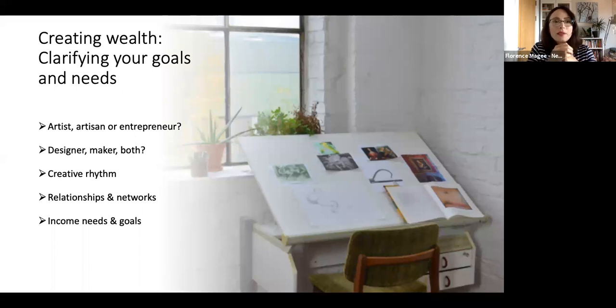First, we're going to look at what is creating wealth for yourself. And having a clear idea of your goals is very important. And they need to be your goals. And they need to be for the creative in you, for the business person in you, but also for your personal circumstances. Do you see yourself more as an artist, as an artisan, as an entrepreneur who's creating a studio, who wants to work with people?